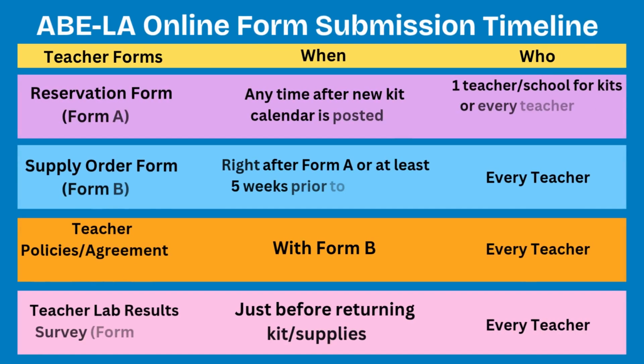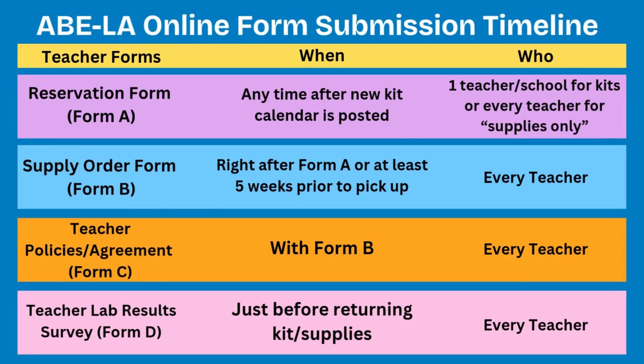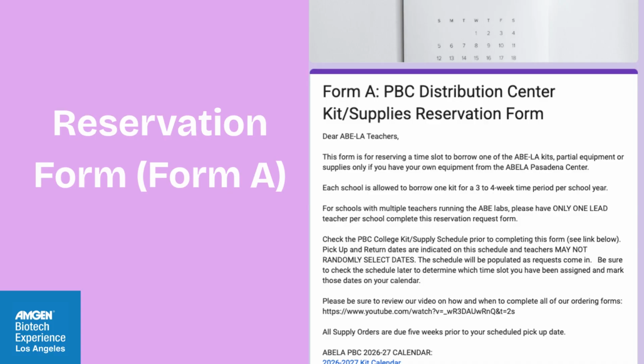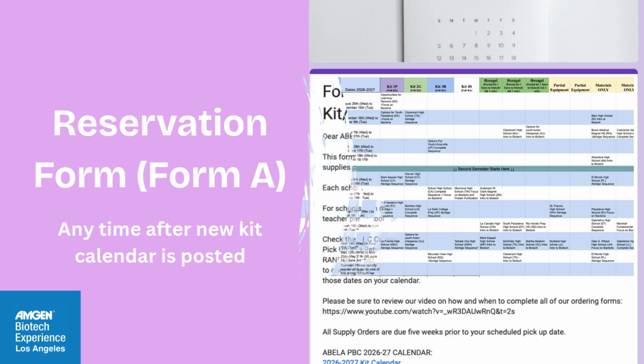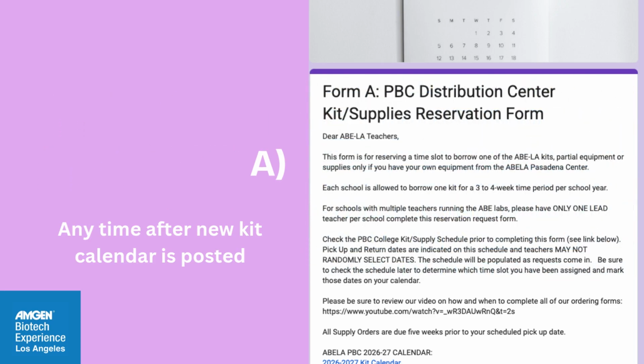This is the ABE online order form submission timeline. Teachers will complete a total of 4 online forms throughout the ordering process. The first form is the kit reservation form, also known as Form A. This form should be completed any time after the new kit calendar is posted. Calendars are usually posted in May for the following academic year, and you will be notified by email when the ordering process opens for your site.